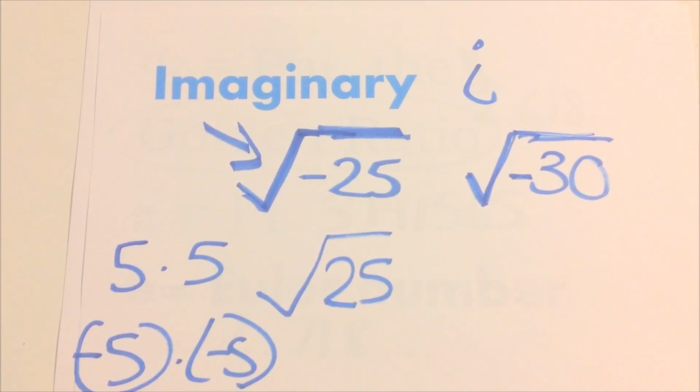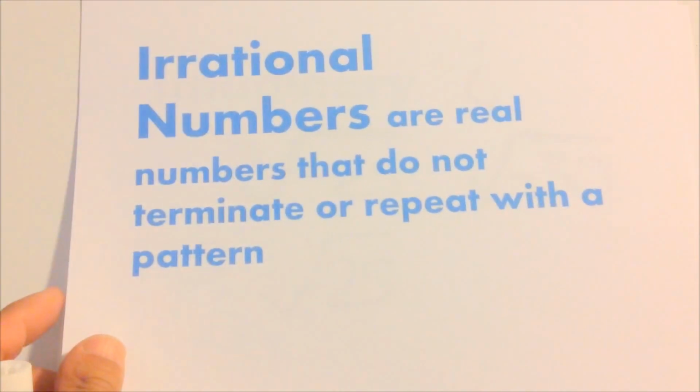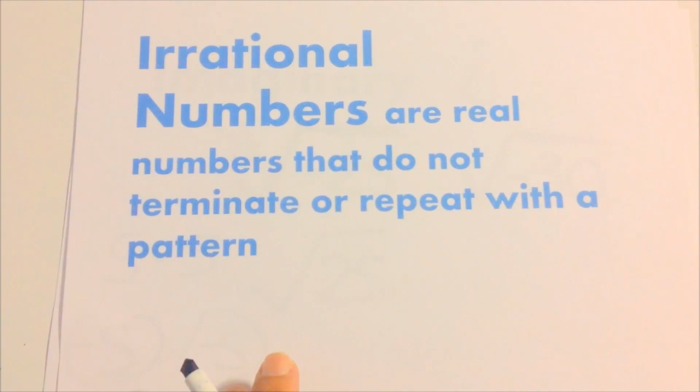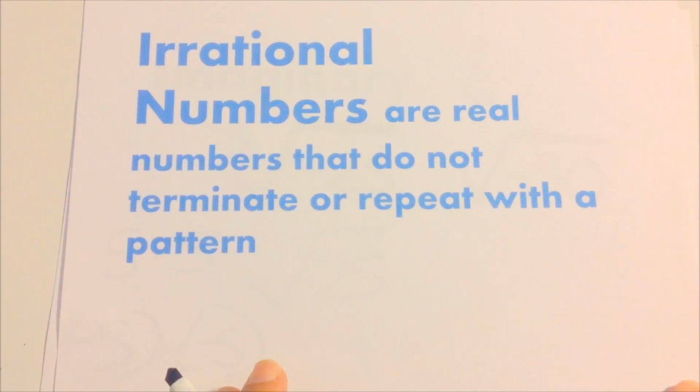So again, irrational numbers are real numbers. They're real numbers, but they do not terminate. They don't end. And they do repeat, but without a pattern. The pattern doesn't continue, right? It's just any random numbers.